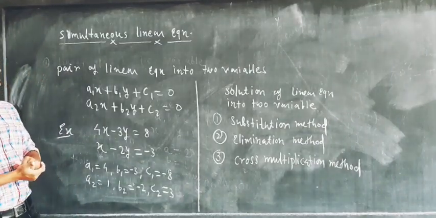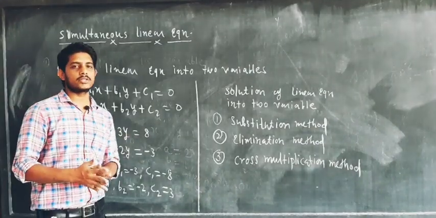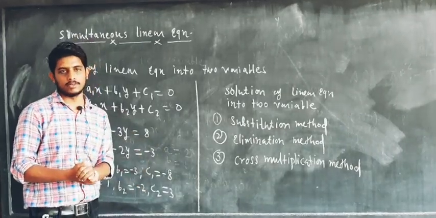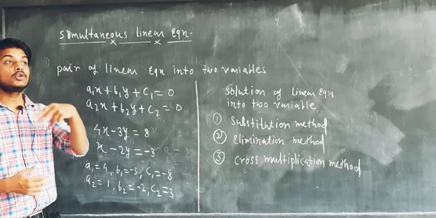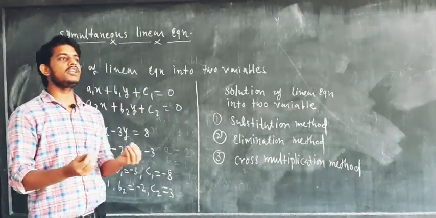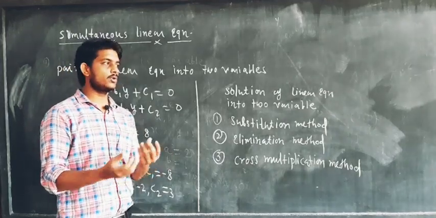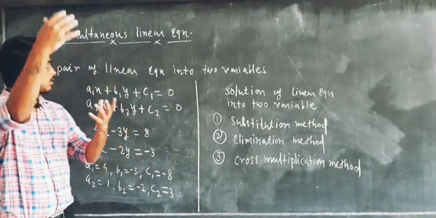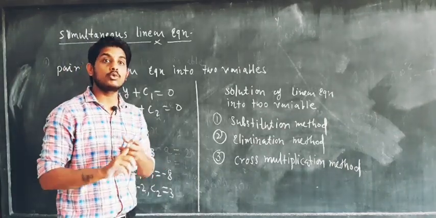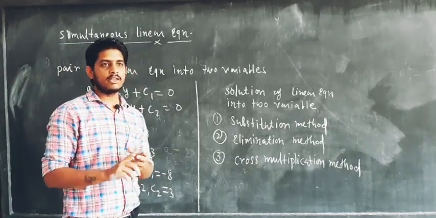Okay, now we'll discuss the pair of linear equations in two variables, or you can say a system of linear equations in two variables. It means now you have two linear equations in two variables. Pair: what is the meaning of pair? Where two things come together is called a pair. So now we'll discuss the pair of linear equations in two variables, meaning we have two equations for the same variables.